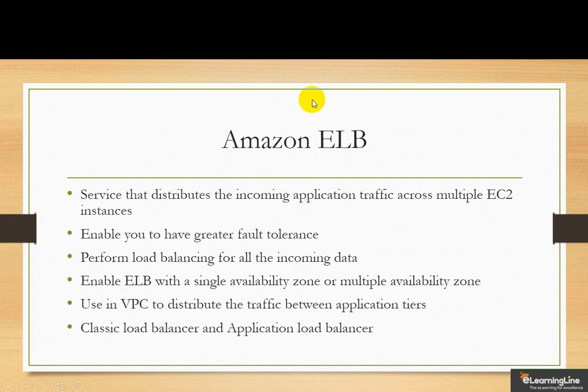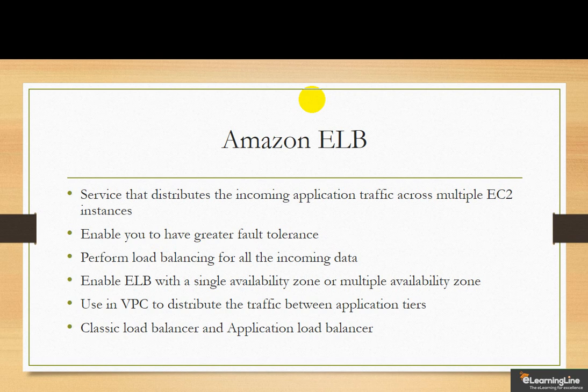Amazon ELB is just a simple service provided by Amazon to distribute the incoming load to your application across multiple EC2 servers or EC2 clusters. It allows you to achieve a great amount of fault tolerance. That's the big thing about fault tolerance, right? You can perform load balancing for all your incoming data.